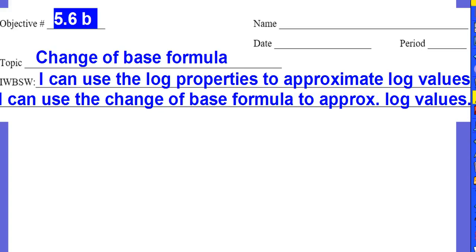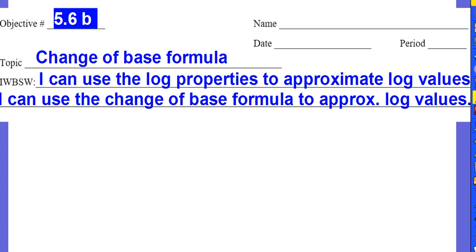Okay, so we're going to do the second part of objective 5.6. Our last set of notes, we were learning about the log properties and how to use them to expand or condense logarithmic expressions.